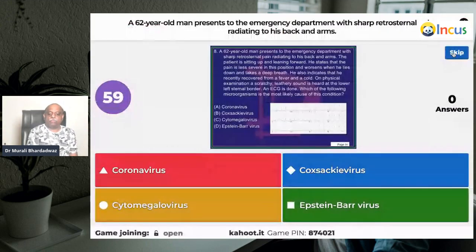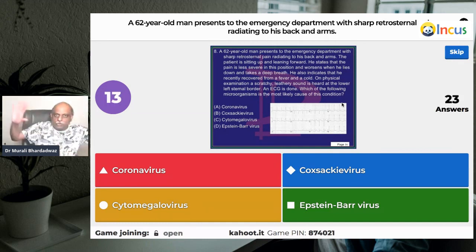A 62-year-old man presents to the emergency department with sharp retrosternal pain radiating to his back and arms. Simply speaking, this ECG, based on the ECG appearance, what do you conclude? And what is the most likely microorganism leading to it? So basically, of course, the ECG is very small looking. You need to blow up the YouTube into full screen, then only you can appreciate.